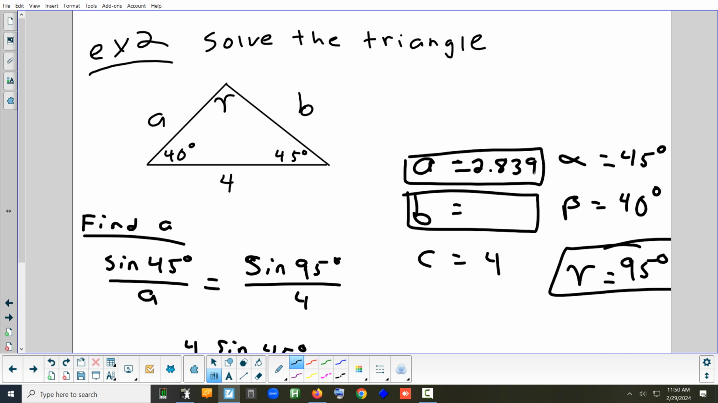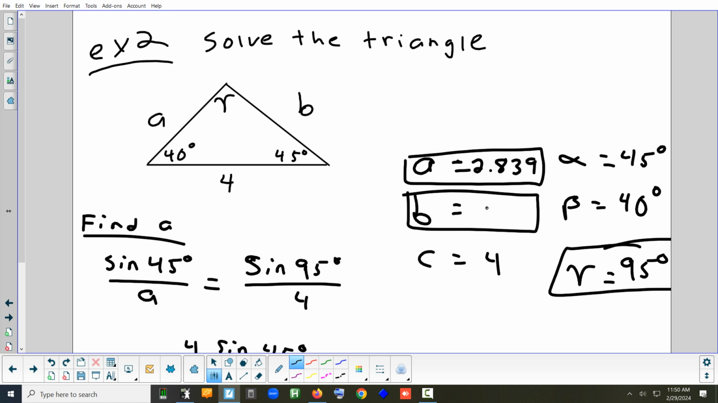Now, a couple things you can look at. The biggest side should always be with the biggest angle, and the smallest side should be with the smallest angle. So I know my last answer should be smaller than 2.8. Maybe it's like 2.5, 2.6, I don't know. But it has to be smaller than 2.8. Any question on how you get B on that one?